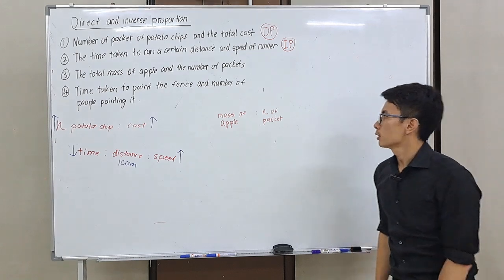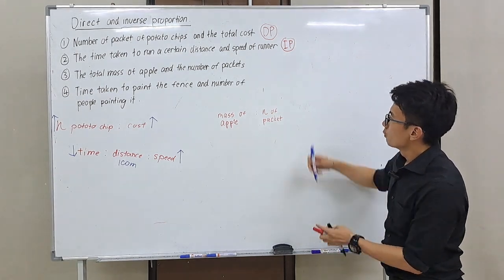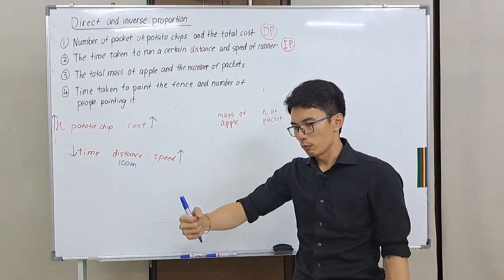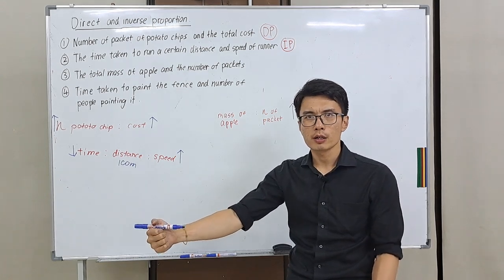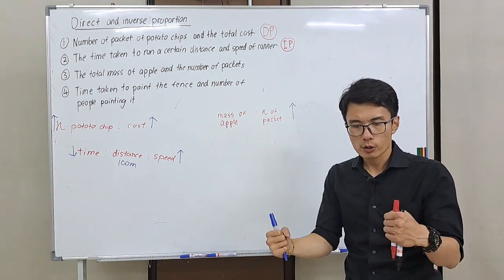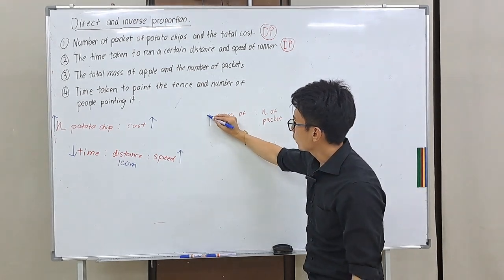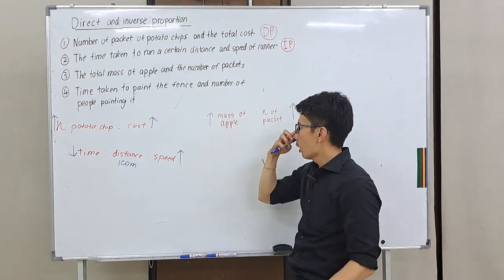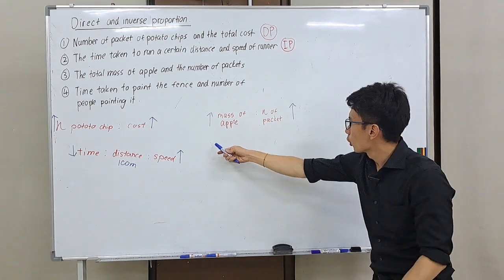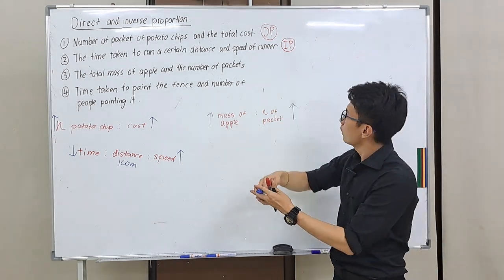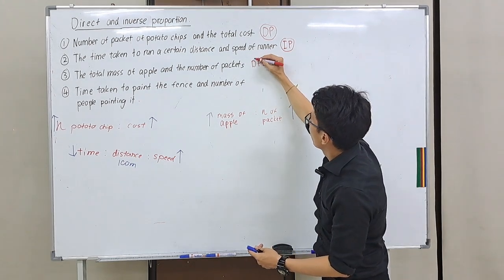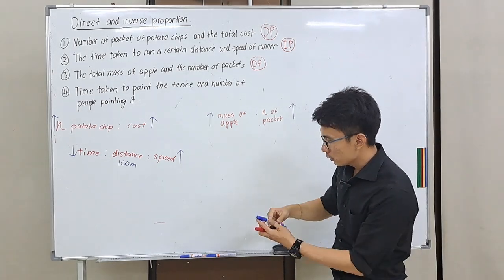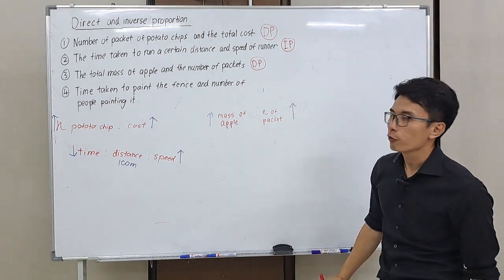Okay? So think about this. If I were to increase the number of packets, I have many packets of apples. What do you think will happen to the mass? I should have more, right? If I increase the number of packets, from 1 to 2 to 3 to 4 and so on, I should have more mass, correct or not? Go up and go up. So this one again is a direct proportion. And the final example here: the time taken to paint the fence and the number of people painting it.